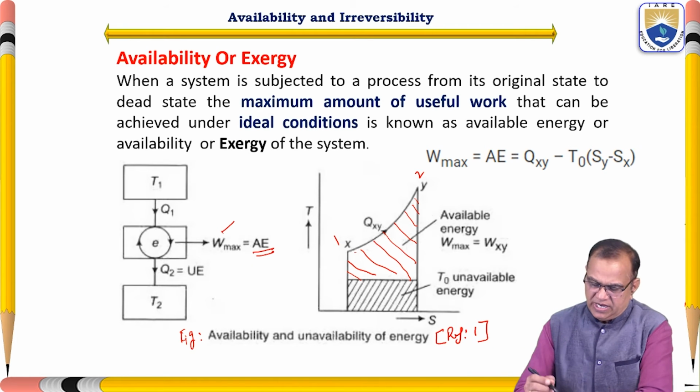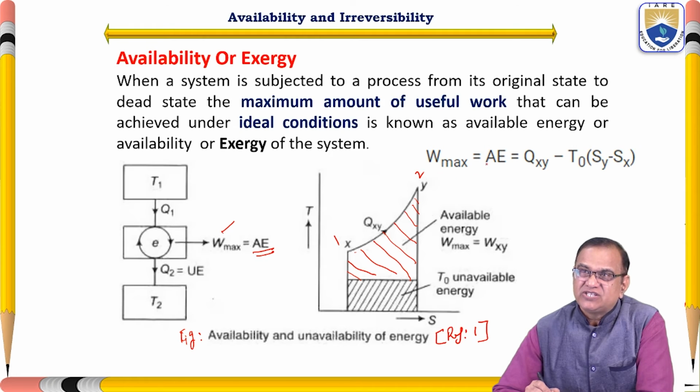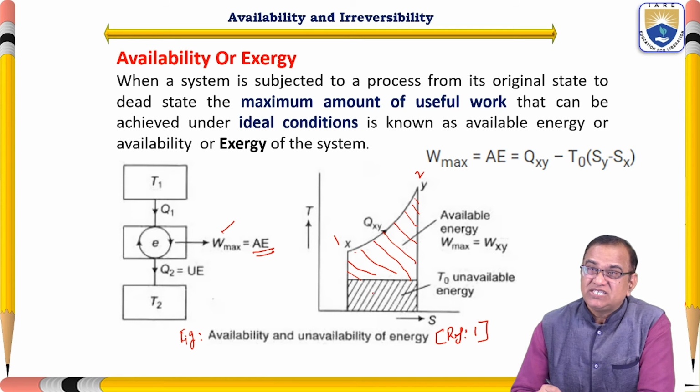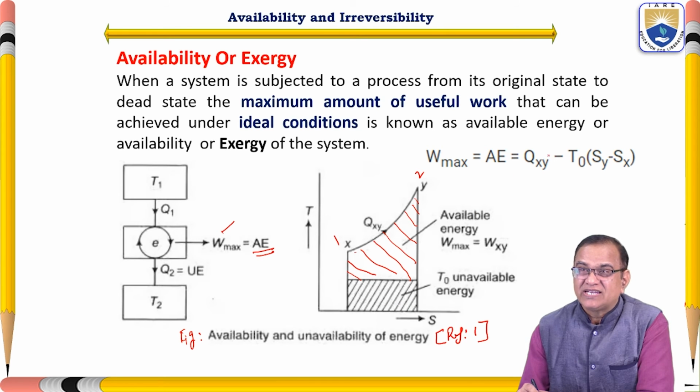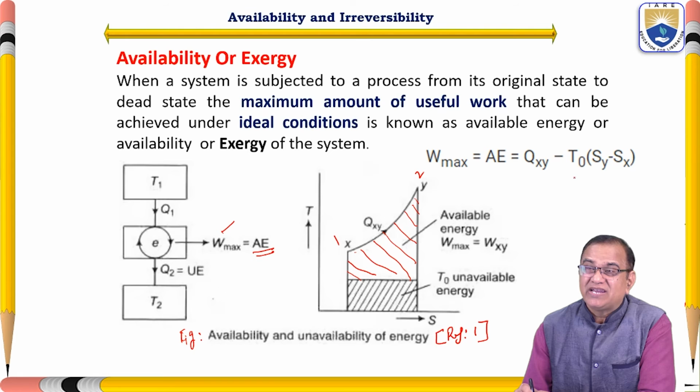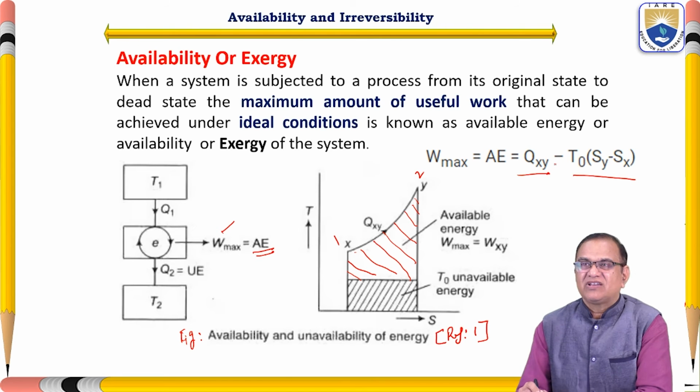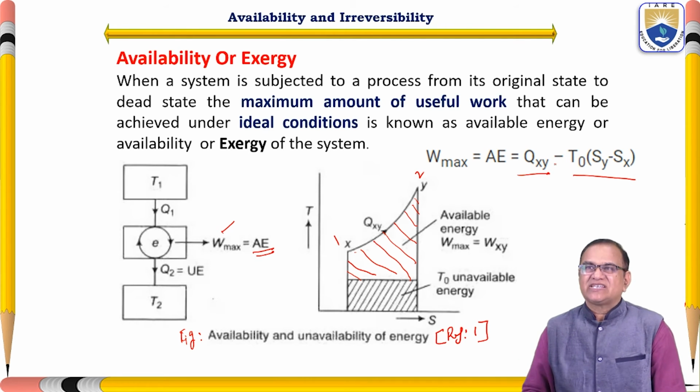So here, if you see, maximum work done is equal to available energy, and this is QXY minus T naught (SY minus SX). So this much energy is waste. This QXY is the total energy here. In that, this much energy is wasted. So available energy is equal to total energy minus waste energy. This is called the available energy, and this is called the exergy.